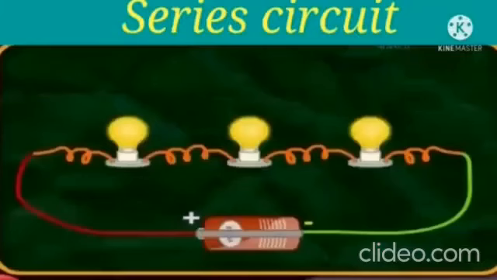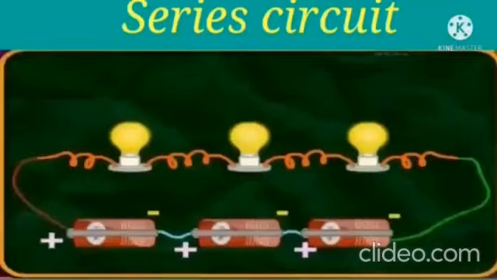Now we will discuss the series circuit. This is the diagram of a series circuit. In a series circuit, electricity has only one path to flow through. All the electrical components are connected in this path. If any one of them is removed or is not functioning properly, the circuit will be incomplete.